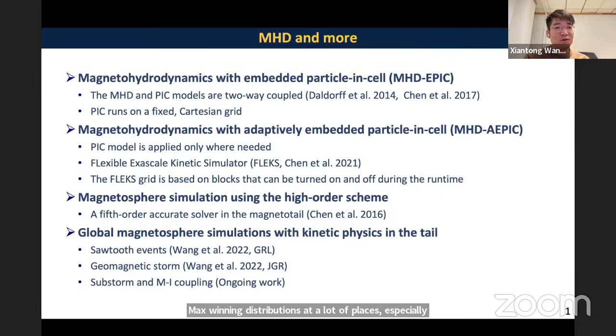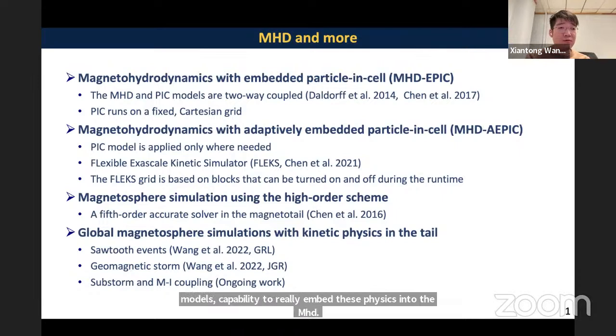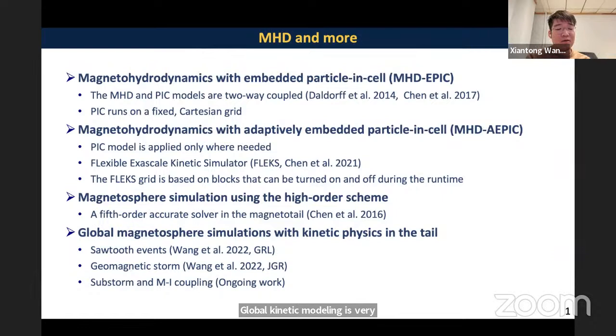So at the University of Michigan, we started this effort about a decade ago, trying to investigate whether we could improve our model's capability to really embed these physics into the MHD. Global kinetic modeling is very expensive, and I guess nobody right now can afford it. Well, maybe afford one or two runs, but for a systematic investigation we need multiple simulations, and global kinetic modeling is still very expensive.